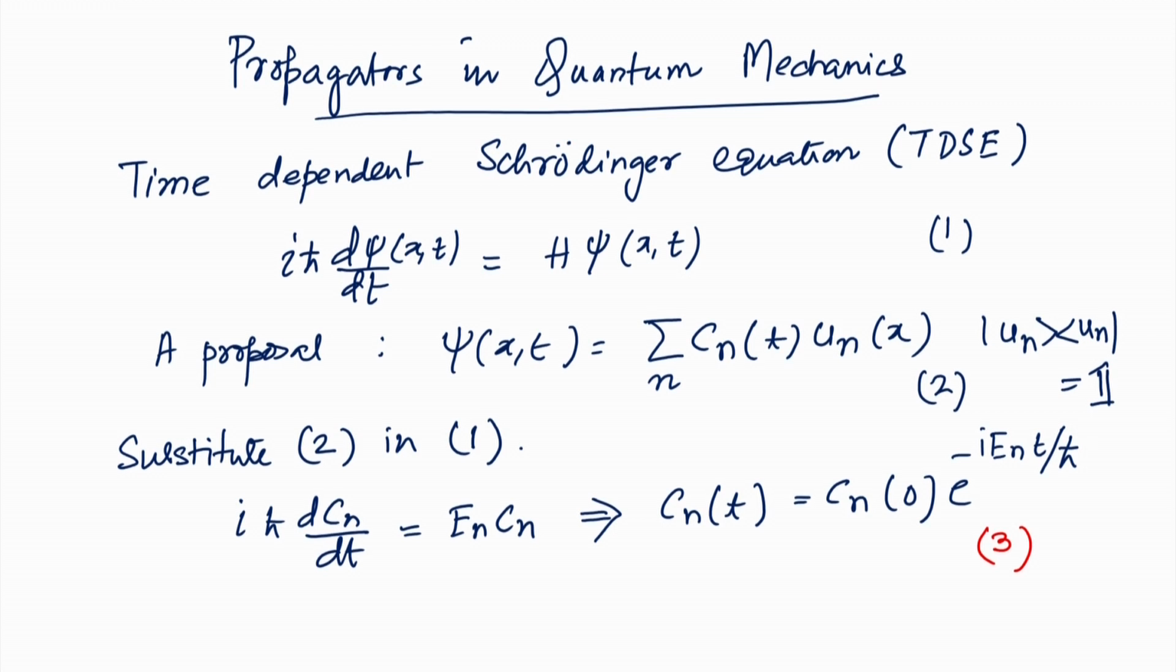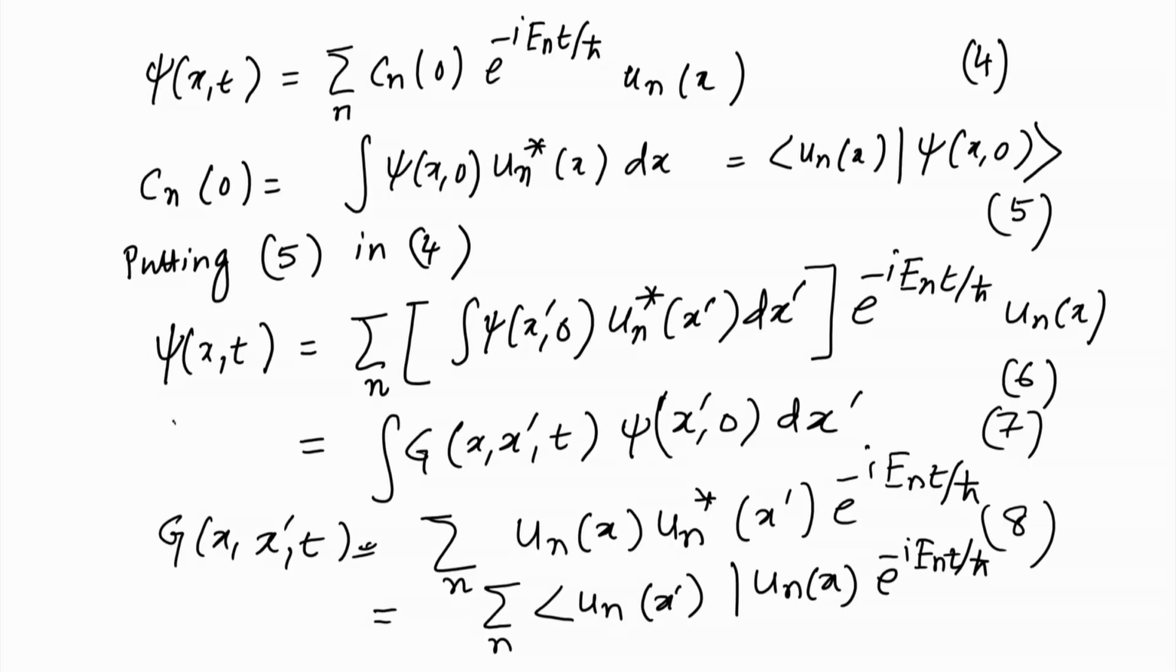sums them up to arrive at psi of x t. So, once again I repeat that instead of solving equation 1 in order to obtain psi of x t, we can actually solve an integral equation which is equation 7, and for that one needs the knowledge of psi at x and time t equal to 0, and one also needs the knowledge of the propagator which can be obtained from the basis functions as is given in equation 8.